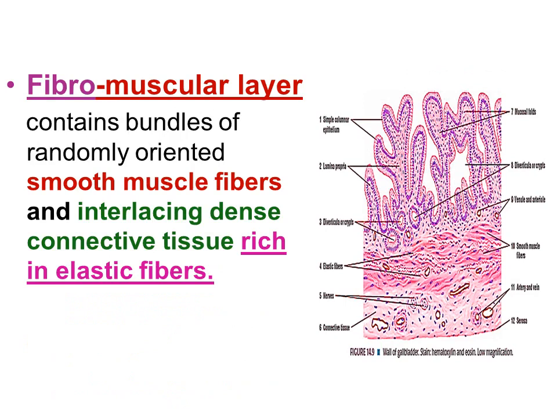Next layer is the fibromuscular layer, which is again consisting of bundles of randomly oriented smooth muscle fibers and interlacing dense connective tissue which is rich in elastic fibers. Hence, the muscularis mucosae and the submucosa is missing in the wall of gallbladder. Instead, the fibromuscular layer consisting of bundles of smooth muscle fibers and dense irregular connective tissue rich in elastic fibers is present.